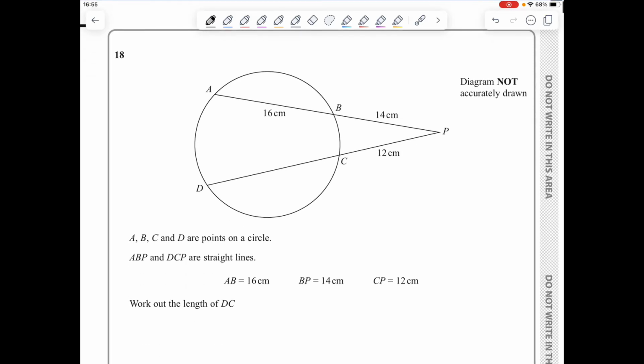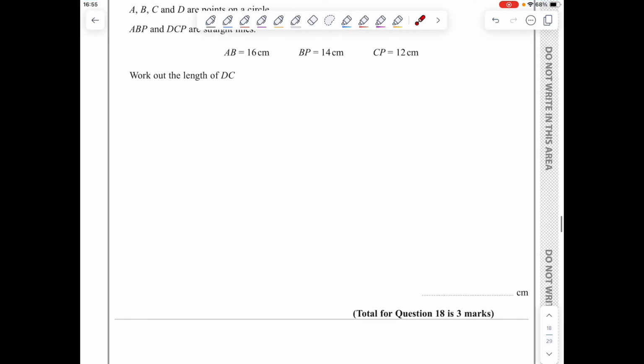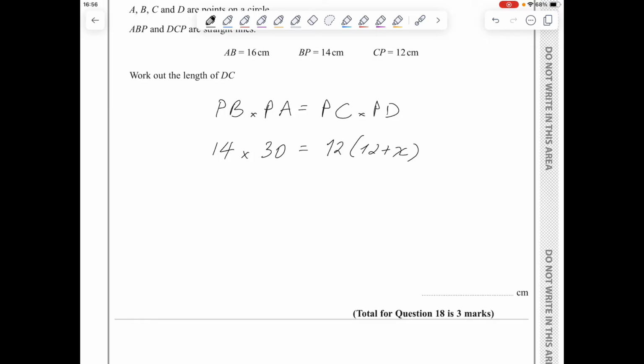For question 18, I'm going to use the following formula: PB times PA equals PC times PD. So let's start by writing that formula down. So let's replace the numbers I've got into this formula. 14 times, and for PA, I've got 16 plus 14, which is 30, is equal to PC, which is 12, times PD, which is 12 plus x.